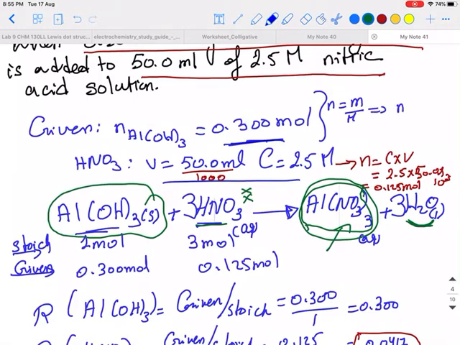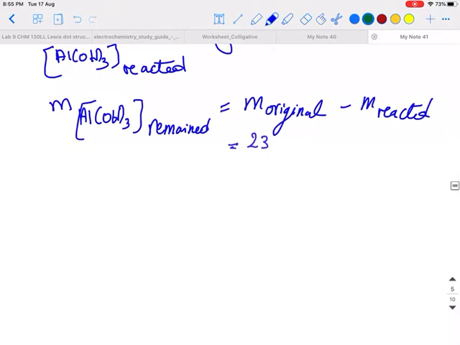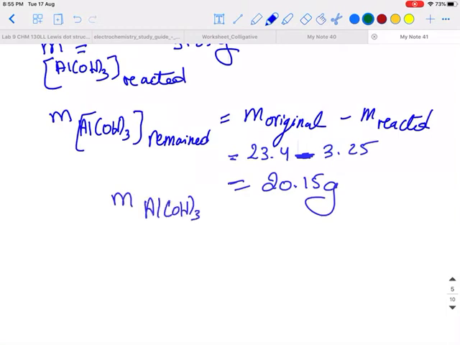How? Number of moles equals the mass over the molar mass, which means that the mass is the number of moles times the molar mass, which is 0.3 times the molar mass of aluminium hydroxide, 78, which is 23.4 grams. So this is the original mass of aluminium hydroxide that I will use, 23.4. The mass reacted we already found, 3.25. And the final answer is 20.15 grams. So this is the mass of the aluminium hydroxide precipitate that remained.